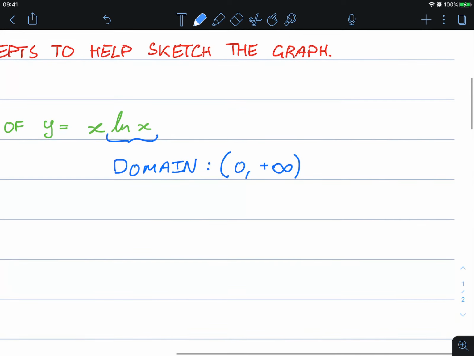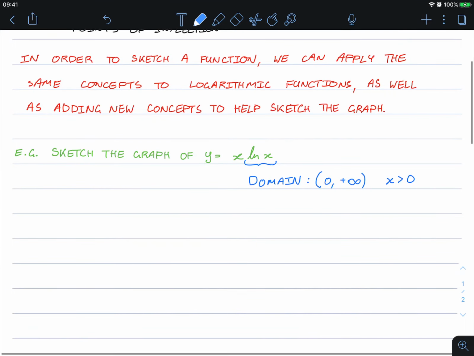Or you can say just that x must be greater than 0. It cannot be equal to 0. You can test this yourself. You just grab your calculator, type in ln of 0 or ln of any negative value. So with that in mind, you should always keep this in mind when going further beyond this.